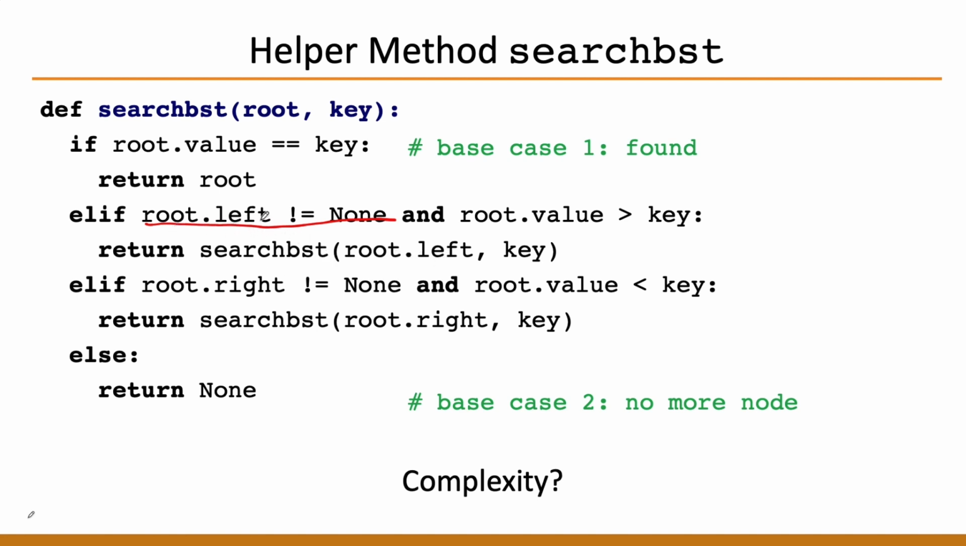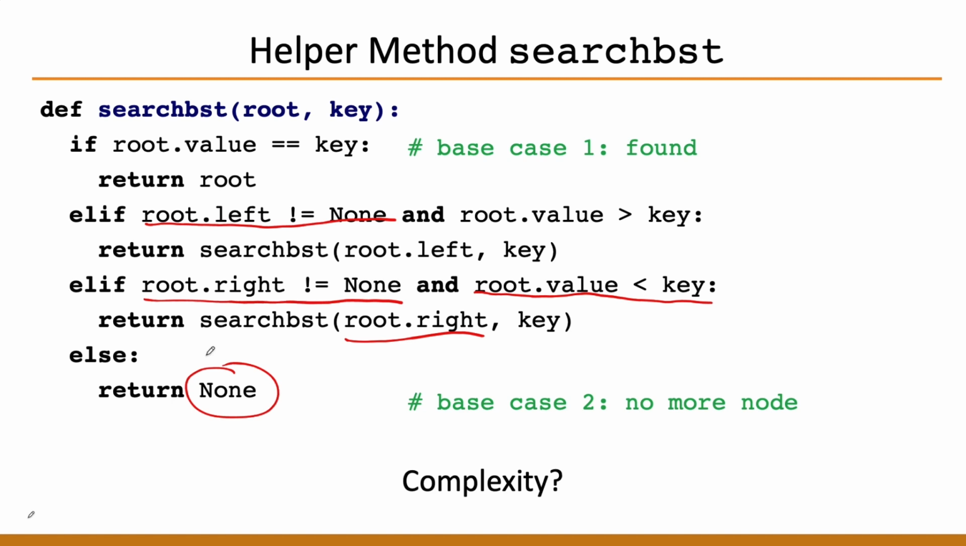So if the left-hand side is not empty and the root value is greater than the key, then we'll recurse to the left-hand side. And over here, very similarly, if the key is greater than the root, and your right-hand side is not empty, then we'll do a recursion to the right-hand side. If none of these are possible, it basically means that, for example, you try to go left, but left is empty, or you try to go right, but right is empty. Then this is the indication that the information you are trying to search for is not inside the tree.